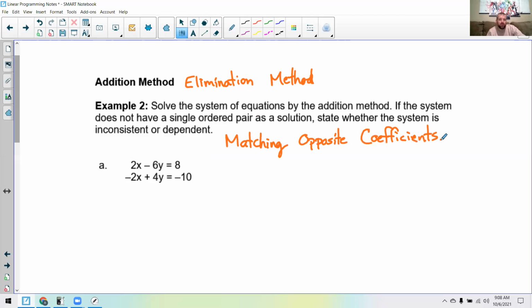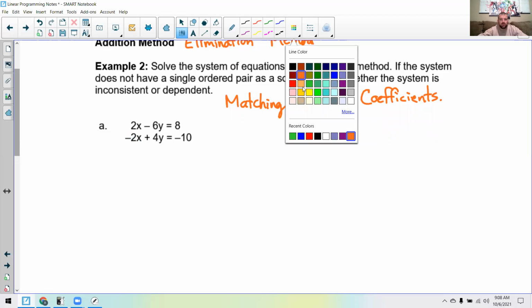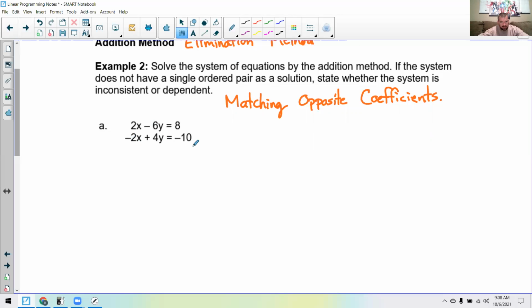Okay, you'll see why, but I want matching opposite coefficients because once I obtain that, if it's not already given to me like it is here, I'm going to take the equations and add them together. I'm going to take this top equation and the bottom equation and add them together. Hence the name, the addition method. Now people are like, wait, you can just add equations? Well, yeah, think about it.